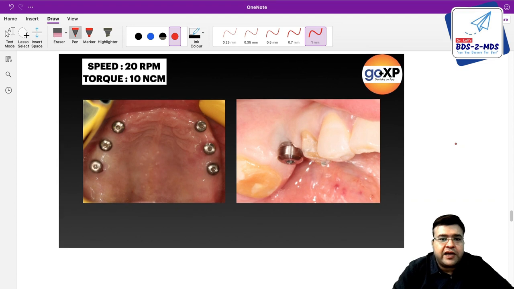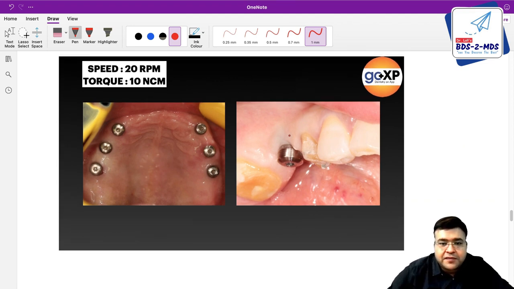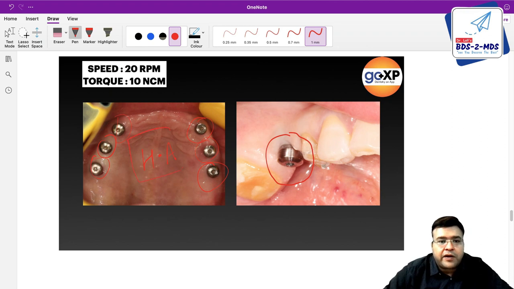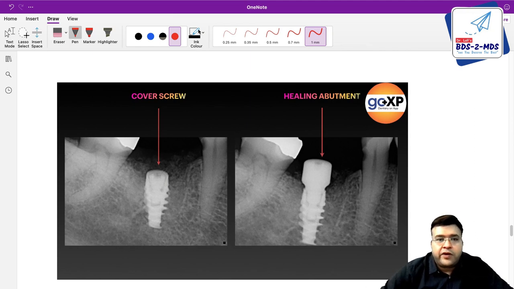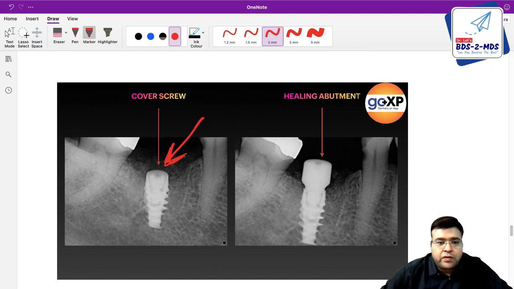This is how it looks clinically. What you can see now is that this is projecting out of the mucosa, right? You can see these abutments out of the mucosa. This is what is called your healing abutment. When you see it radiographically, what you are seeing here is the cover screw. The small screw going inside the implant is the cover screw, whereas this is the healing abutment. You can see this is coming out of the entire mucosa. That is what is called the healing abutment.